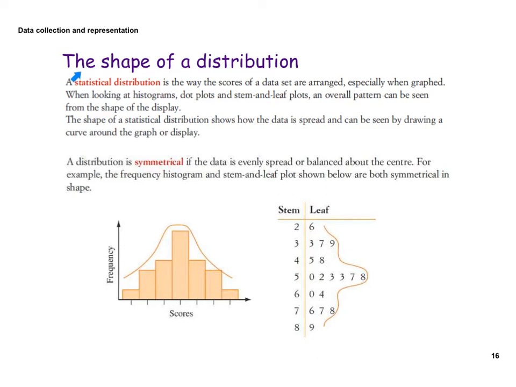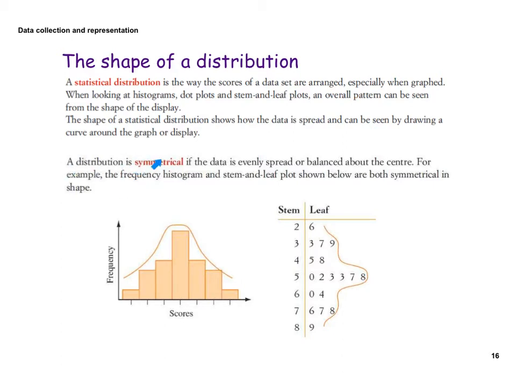Today we're looking at the shape of a distribution. Let's read through it. A statistical distribution is the way the scores of a data set are arranged, especially when graphed, like here. When looking at histograms, dot plots, and stem and leaf plots, an overall pattern can be seen from the shape of the display. The shape of a statistical distribution shows how the data is spread and can be seen by drawing a curve over the graph or display.